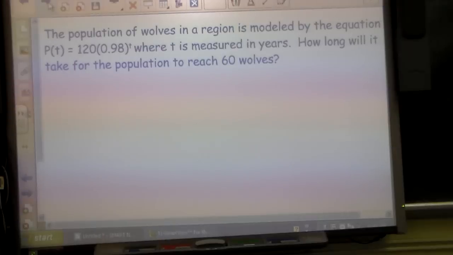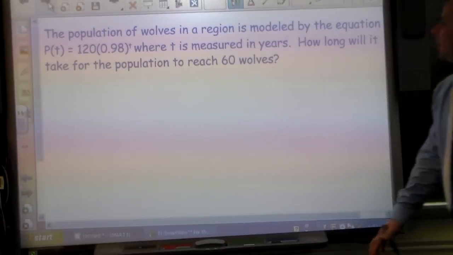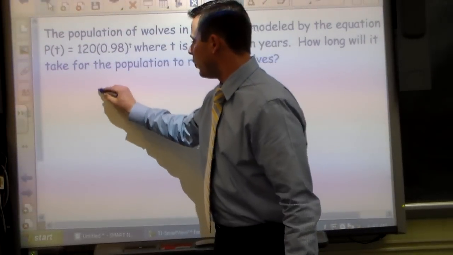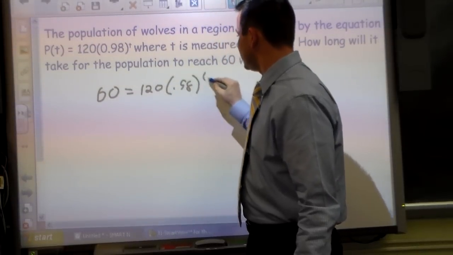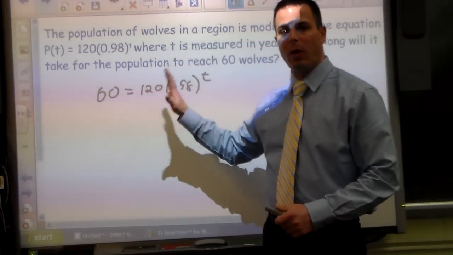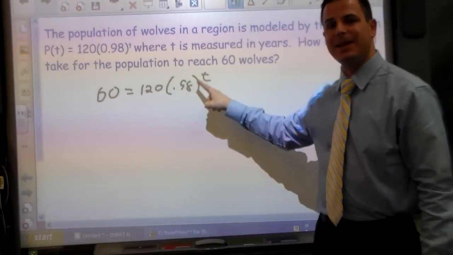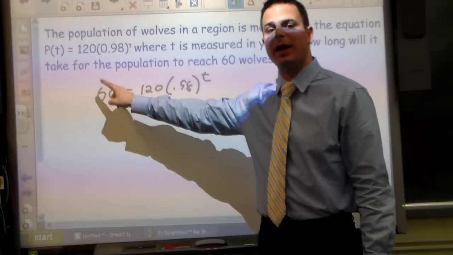Last one. We have the population of wolves in a region is modeled by the equation P of t equals 120 times 0.98 to the t power, where t is measured in years. How long will it take for the population of wolves to reach 60? All right, let's see. That's our P of t value, that's our ending value. We want to know when will 60 equal 120 times 0.98 to the t power? Just reading this information, what this is all saying to us is that our population is beginning at 120. It is decreasing at a rate of 2% annually. How long will it take for the population to be cut in half?